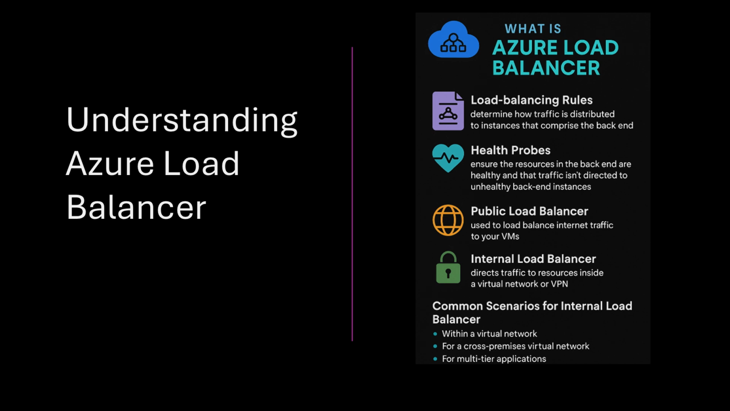When you're working with internal traffic in Azure, there are several common scenarios where using an internal load balancer makes perfect sense. For example, if your front-end and back-end VMs are all inside the same virtual network, you can use the load balancer to evenly distribute traffic between them, ensuring efficient performance. If you are connecting your on-premises systems to Azure through a VPN, the load balancer can manage that cross-premises traffic within the virtual network, keeping things smooth and secure.